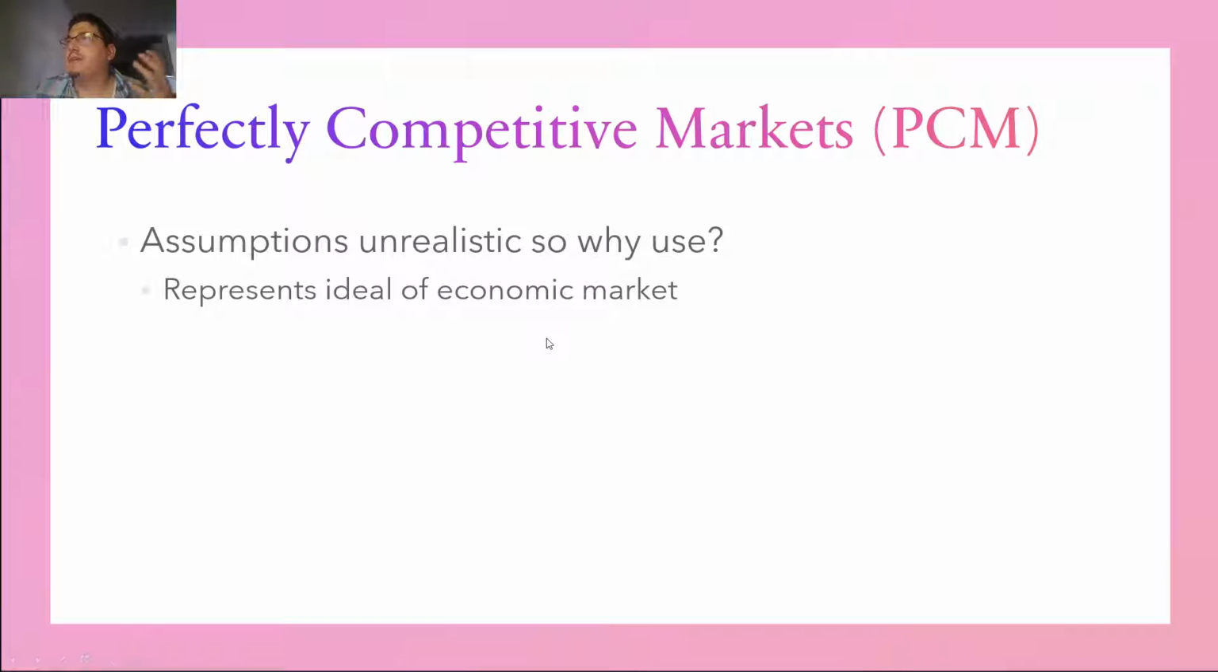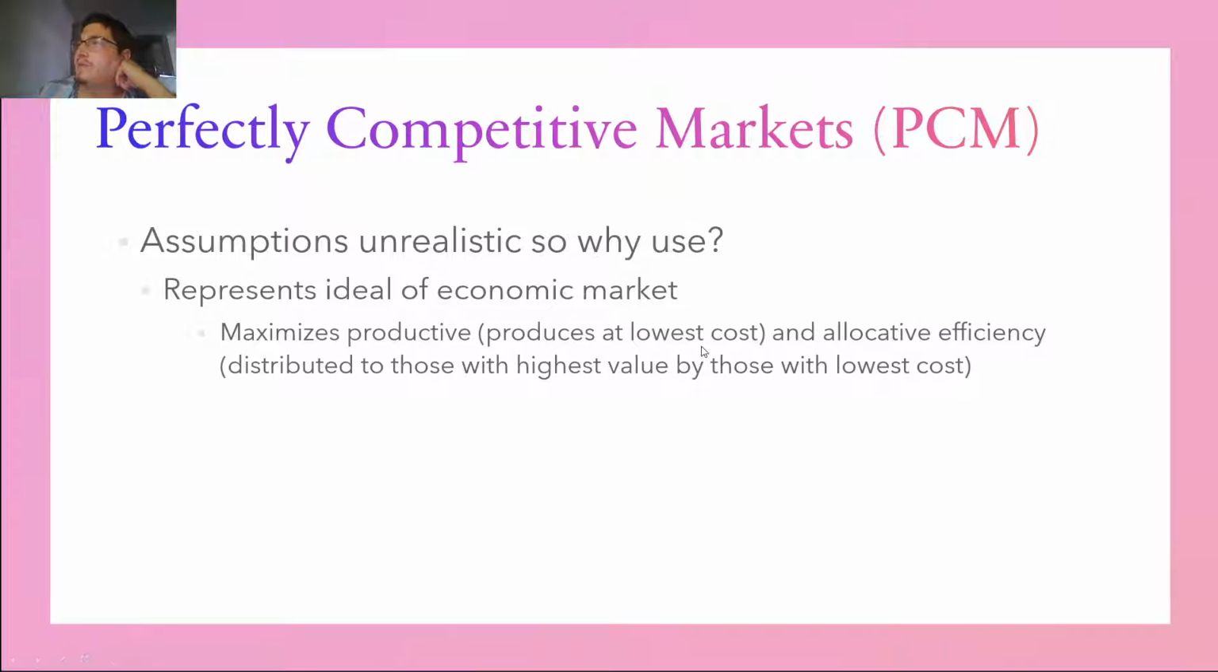The first is that this perfectly competitive market represents an ideal of the economic market. It's where we want to get to. We want to have everything look like this because, as we're going to show, perfectly competitive markets maximize welfare. Everyone's well-being is maximal. So it maximizes productive and allocative efficiency. These are two really important measures.